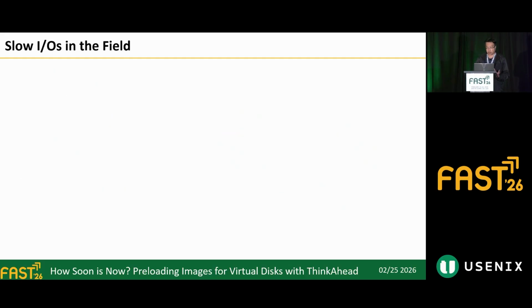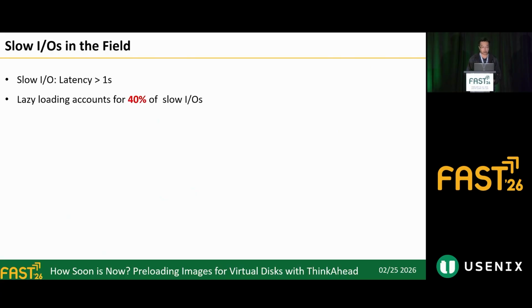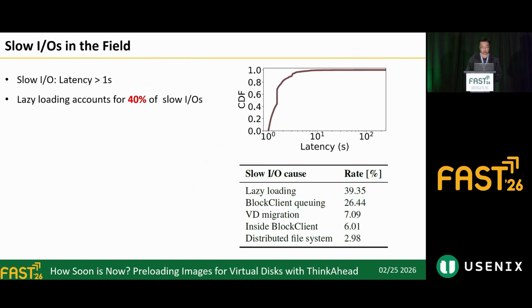So image loading is a very important operation. However, from our trace analysis, we find that it is susceptible to slow I/Os. Here we define slow I/O as I/Os with latency of more than 1 second. And among many slow I/O events, we find that lazy loading accounts for 40% of them. Now, there are many reasons behind these slow I/Os. It could be due to resource contention. It could be due to some other background jobs. Unfortunately, it's very difficult to mitigate all these root causes. So the only way is to live with that.